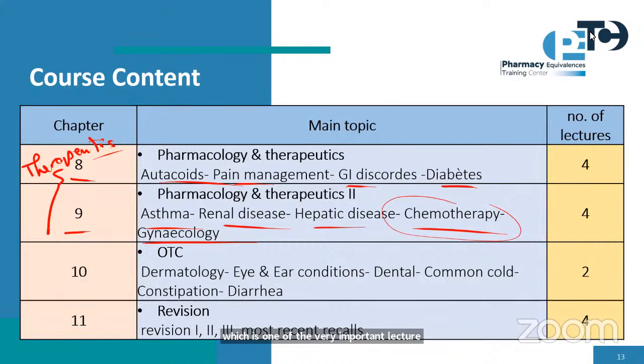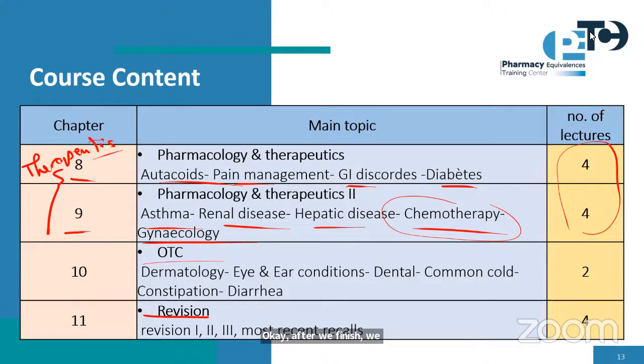Gynecology. Okay. Those will be in 8 lectures. The last chapter, we will have the OTC, including different conditions of OTC products like dermatological conditions, eye and ear conditions, dental conditions, common cold, constipation, diarrhea, the different types of laxatives, how can we control the diarrhea, and some other topics. Okay, after we finish, we will have the revision.